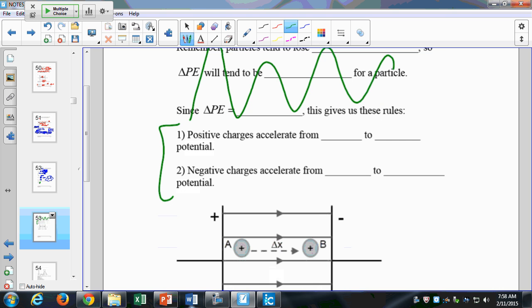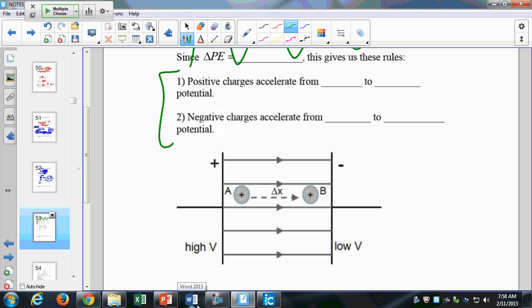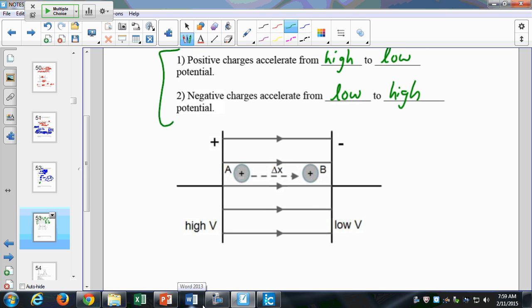So positive charges will accelerate from high to low potential. I'll show you where this comes about from in just a second. And negative charges accelerate from low to high potential. All right, I always forget these two rules. You can see a multiple choice question regarding this, but I always forget which direction these charges go.